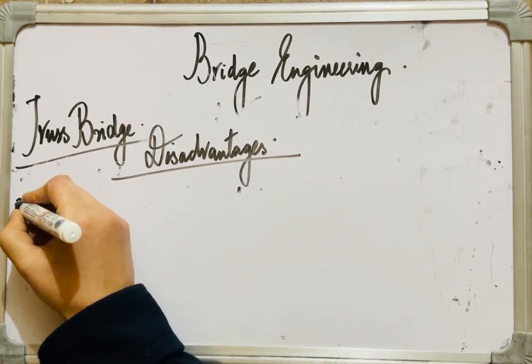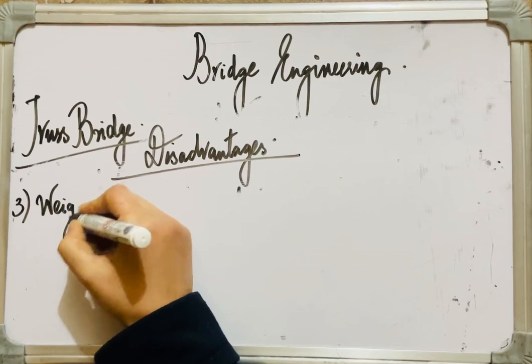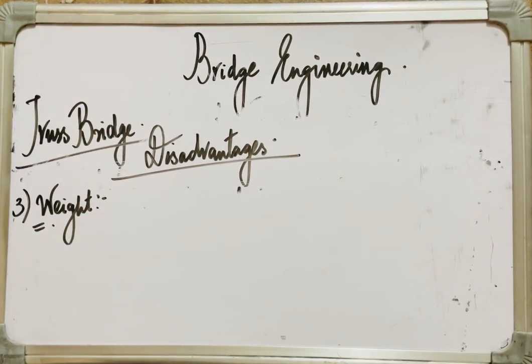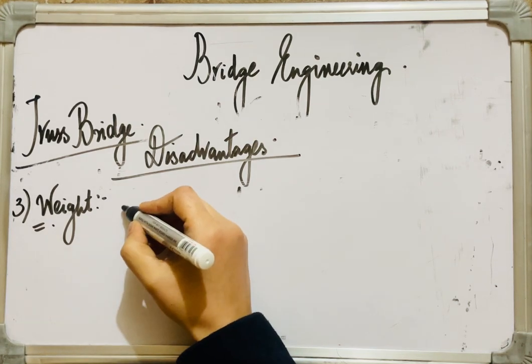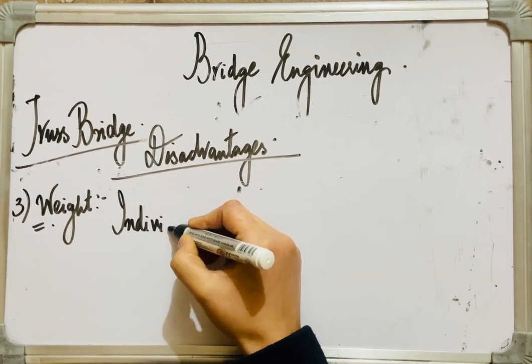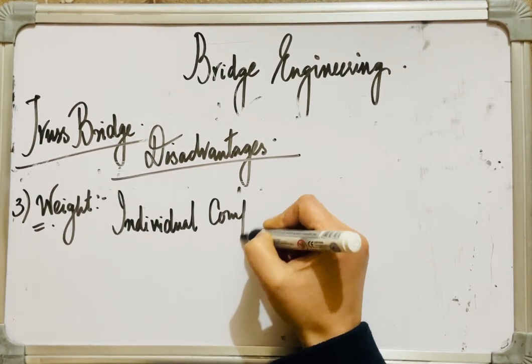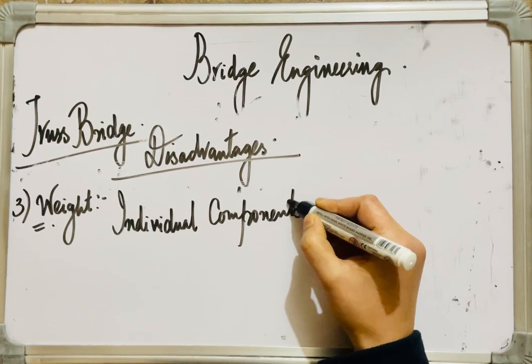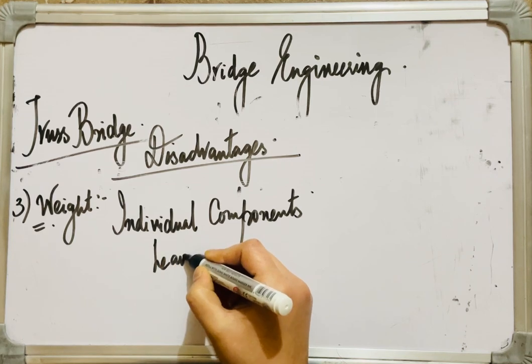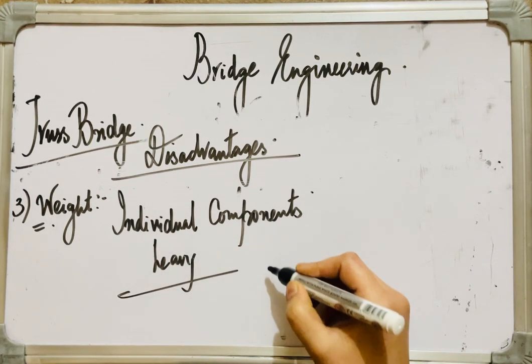Next one is weight. While they use less material than solid beam bridges, the individual components of a truss bridge can still be heavy, and they require significant equipment for transport and assembly. We studied that they are lighter than other bridge types. Though they use less material than solid beam bridges, the individual components of a truss bridge can still be heavy, so they require significant equipment for transport and assembly.